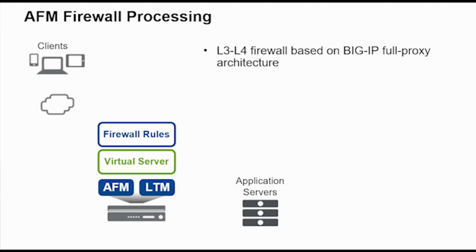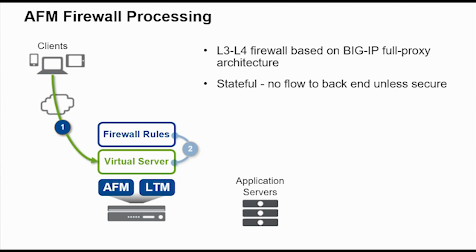AFM takes full advantage of BIG-IP's full proxy architecture, blocking traffic first and allowing traffic to continue to flow to the back-end servers only if it passes AFM's firewall rules. AFM is stateful in that it dynamically compares packets against known active connections. If there is no match, the packet is passed through AFM's firewall rules.